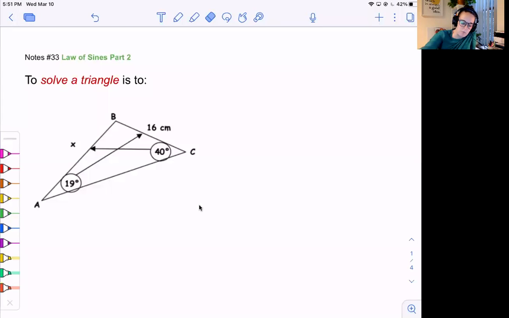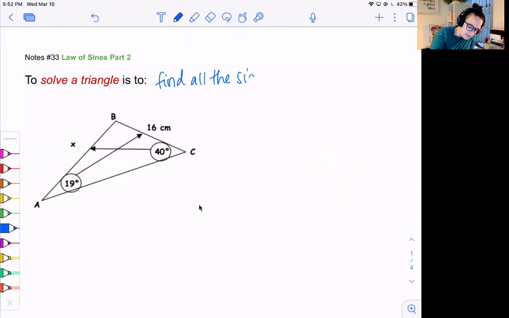Hi, y'all. Today we are going to do law of sines part two. So we're talking about solving a triangle this time, so finding all the sides. To solve a triangle is to find all the sides and angles. So we're going to use law of sines a couple times in order to find all the sides and all the angles.